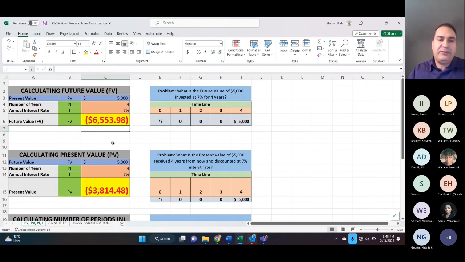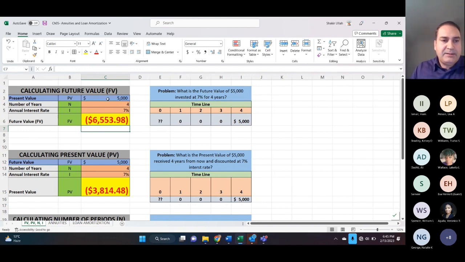Now that $6,553.98 is the future value of $5,000 invested at 7% for 4 years. If you do that, you will be receiving this sum after 4 years. Now this number is negative. That means that this is a cash outflow. You will have to pay it.